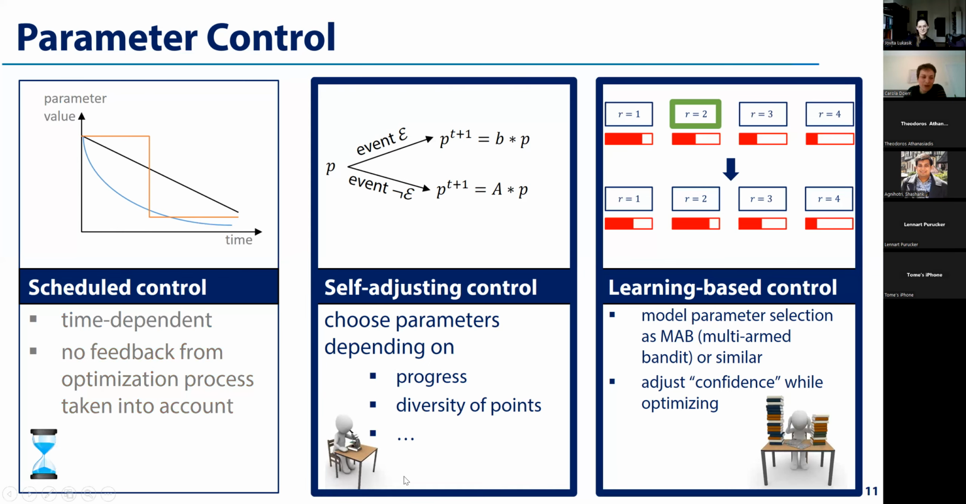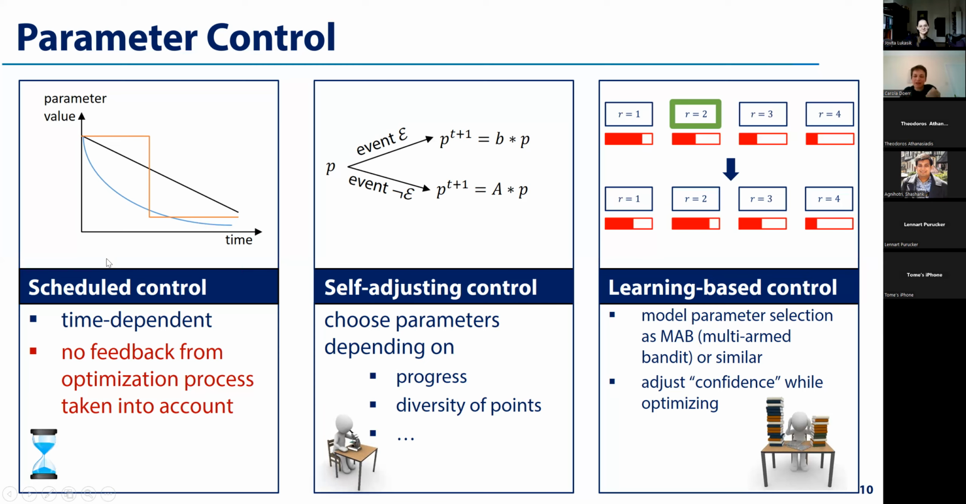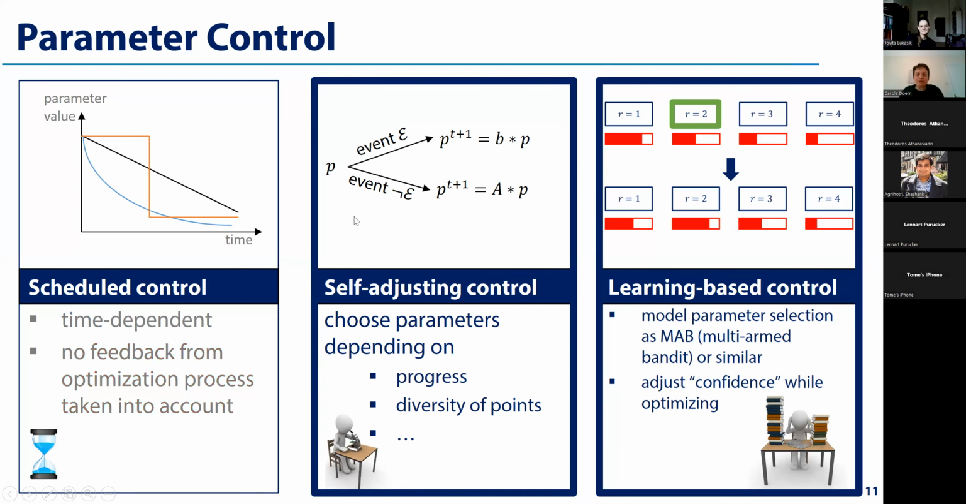The way I presented it, I think it is pretty clear that I don't really like this scheduled control because it doesn't use feedback, but I'm really, really excited about these two because they work well. And so this is this topic of parameter control.